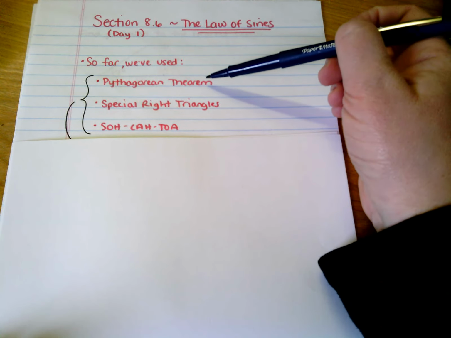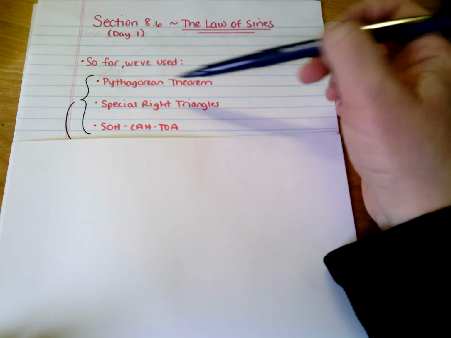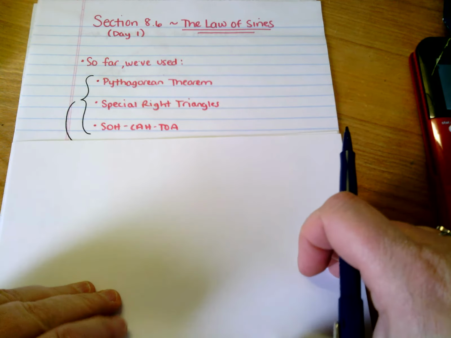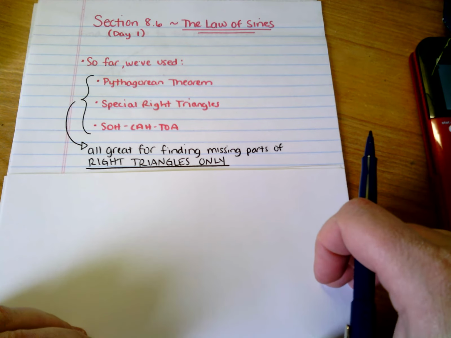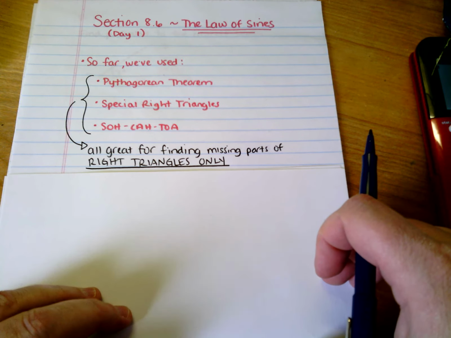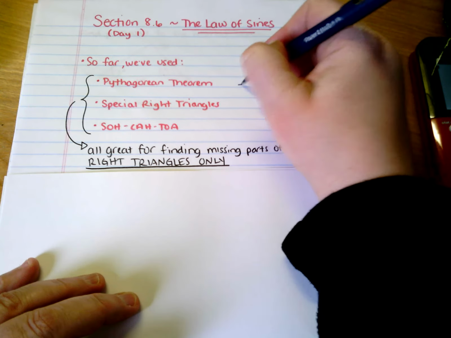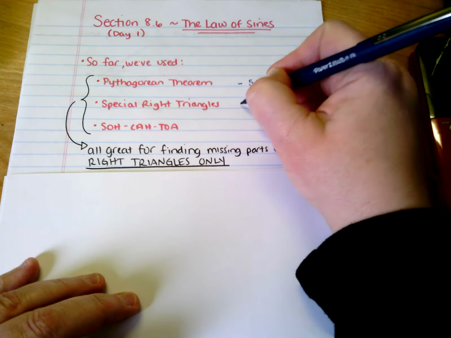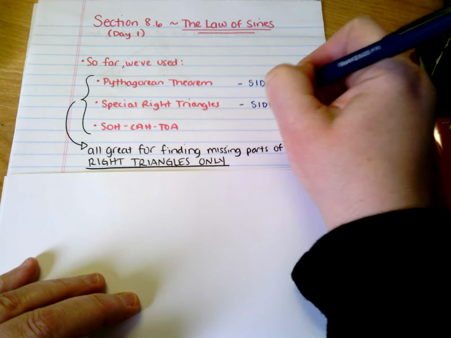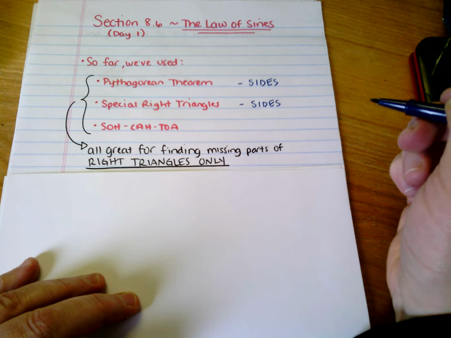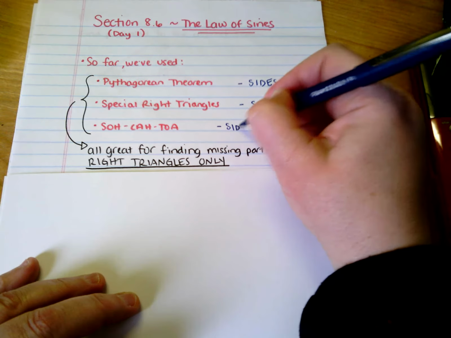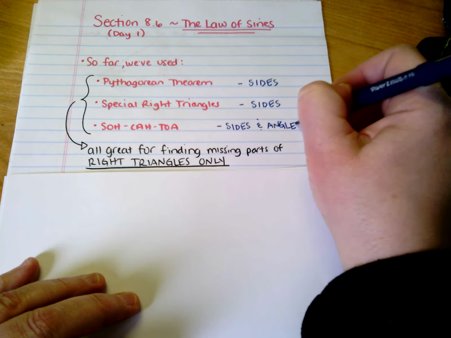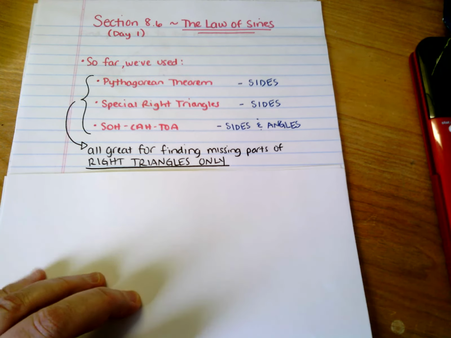So far we've used the Pythagorean theorem, special right triangles, and SOHCAHTOA, sine, cosine, tangent, to find missing parts of right triangles. And those methods are great, but they're great for finding missing parts of only right triangles. We use the Pythagorean theorem to find missing sides. After that, we used special right triangles also to find missing sides. And then finally, we introduced SOHCAHTOA, which we were able to use to find missing sides and missing angles. But again, these are all limited because they only work if we're talking about right triangles.